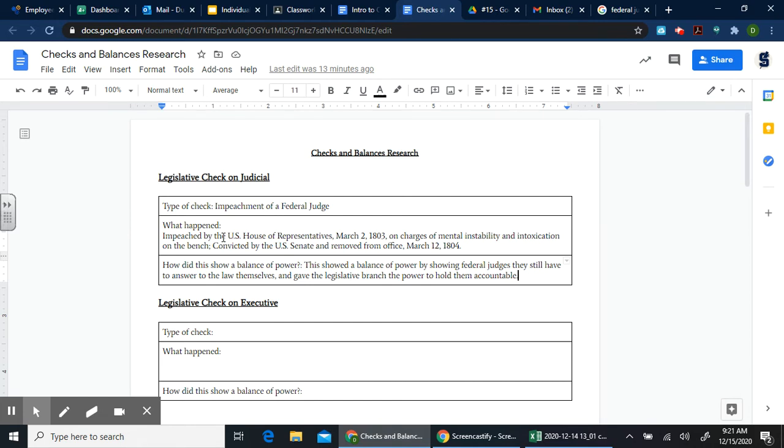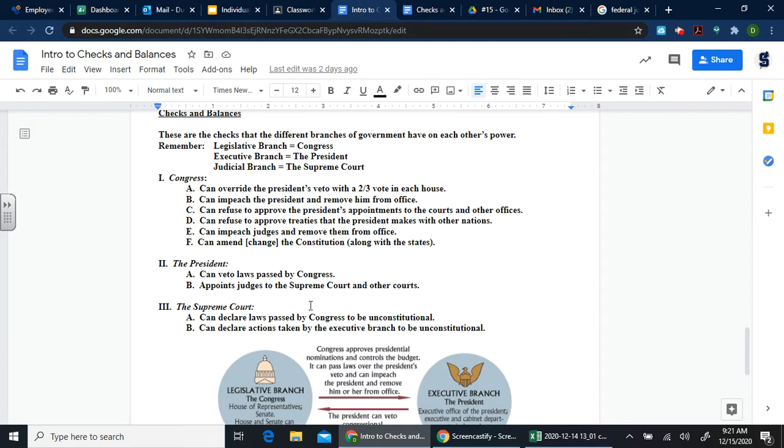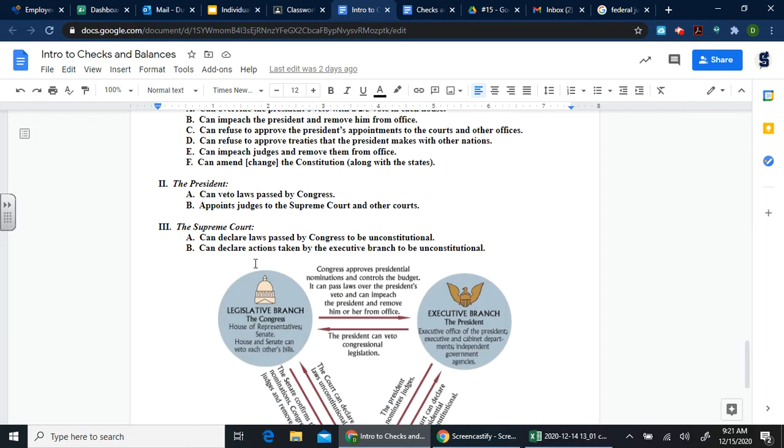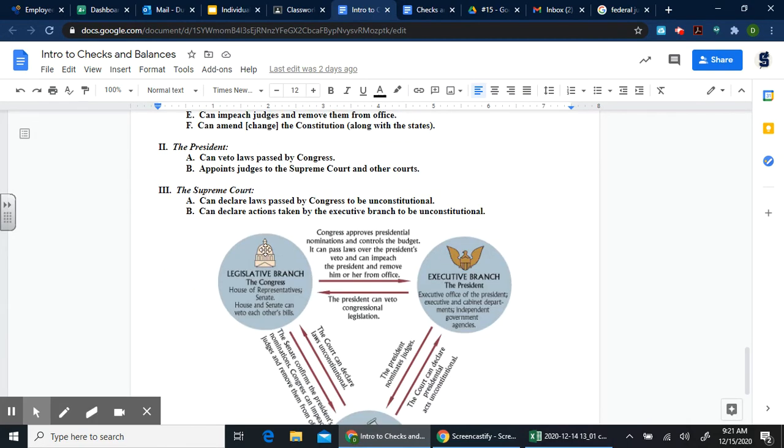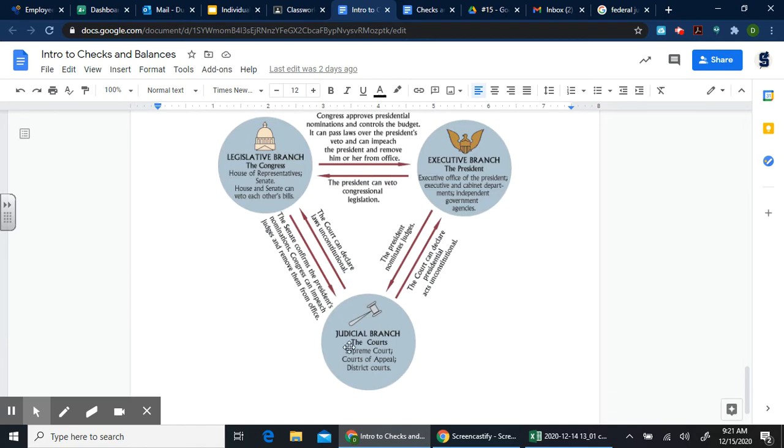So the type of check that I'm looking for. So first off, legislative check on judicial. That is what this category is. So I went back to this sheet, okay, and I found that a legislative check on judicial could be what here? So we go legislative to judicial. The Senate confirms the president's nominations. Congress can impeach judges and remove from office. I chose to do impeachment.